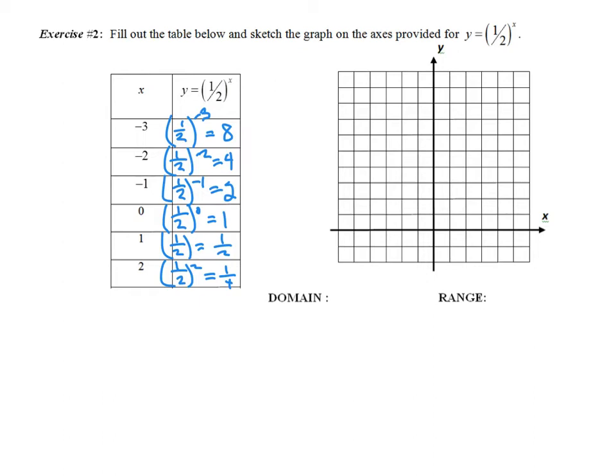So at -3, my answer is 8. So let's plot that point. At -2, I've got 4. At -1, we have an answer of 2. At 0, the answer is 1. At 1, we have 1/2. And at 2, we have 1/4. So connect those points.